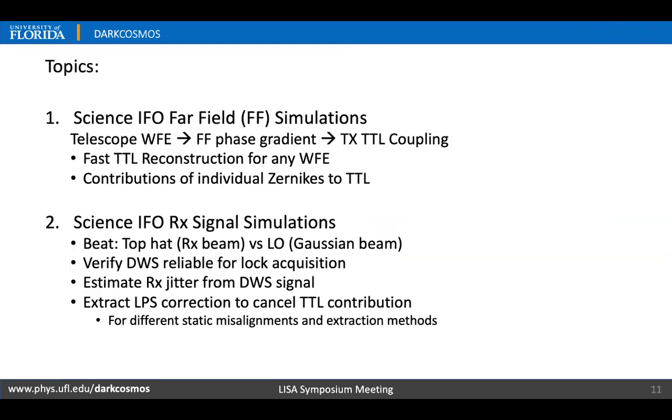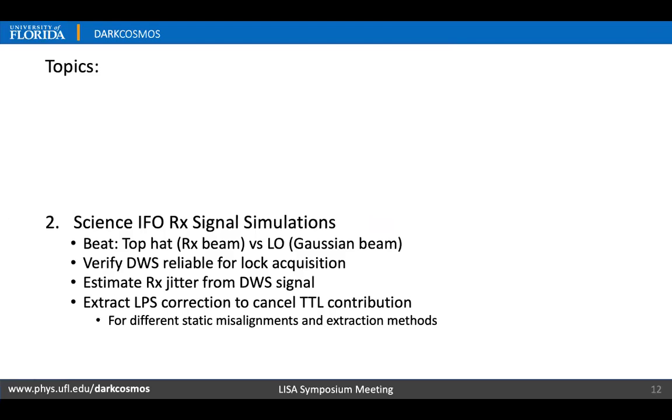Now on to the second topic of this talk. We've also been simulating RX-LO beam signals. We take a top hat beam built out of Hermite-Gauss modes up to about order 36 and mix it with a Gaussian local oscillator beam, analytically calculating the beat signal over each section of a quadrant photodiode to create realistic DWS and LPS signals for a variety of beam and photodiode conditions.